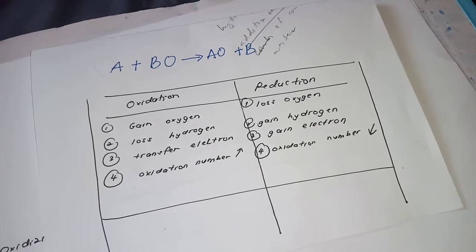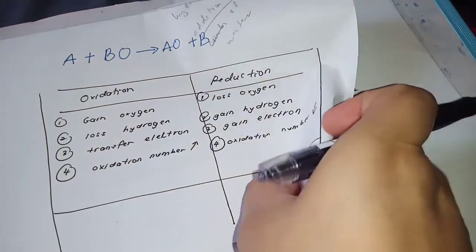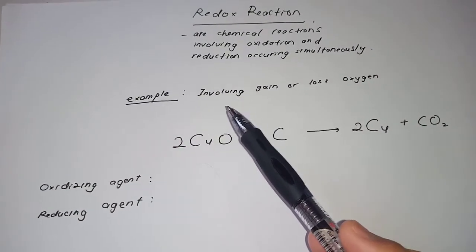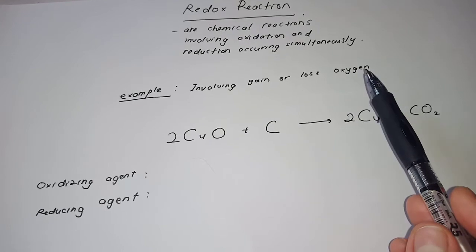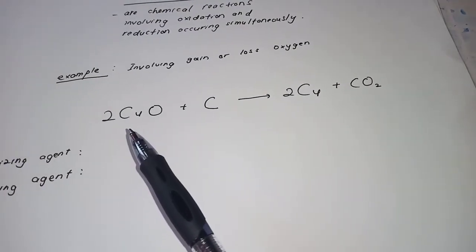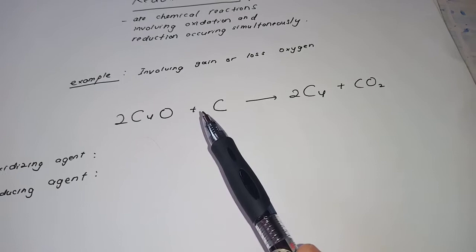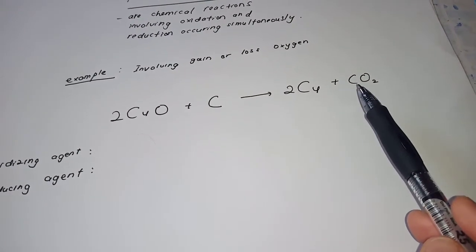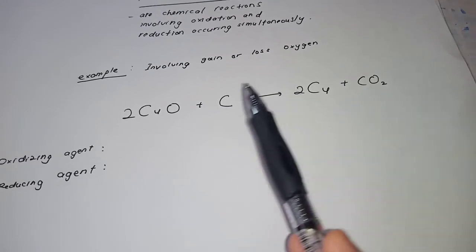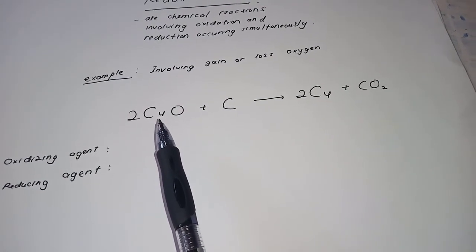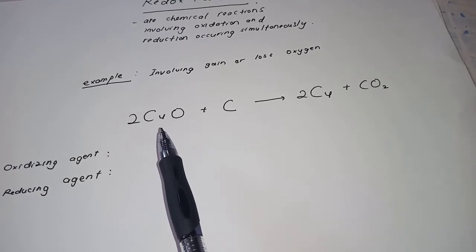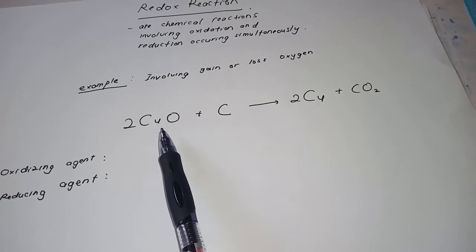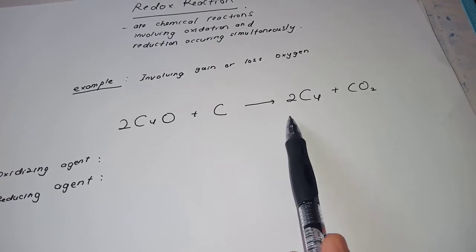Okay, now next example. The first example involving gain or loss of oxygen: copper 2 oxide reacts with carbon, then produces copper and carbon dioxide. Now you want to check one by one. The first one, copper 2 oxide. Before the reaction it is copper 2 oxide, after the reaction it becomes copper. So meaning that this one lost its oxygen.